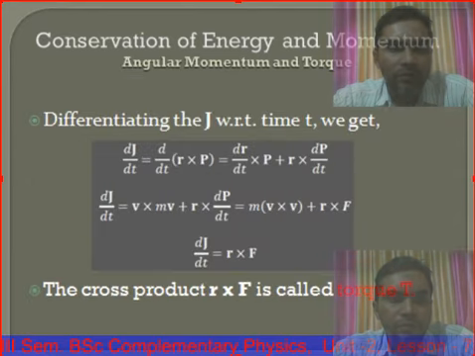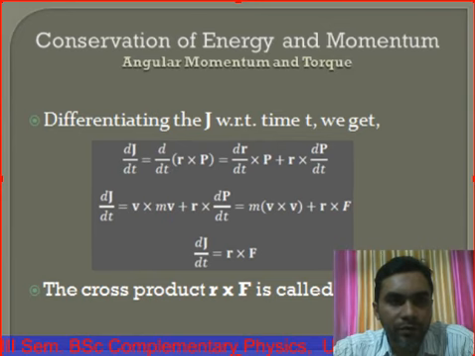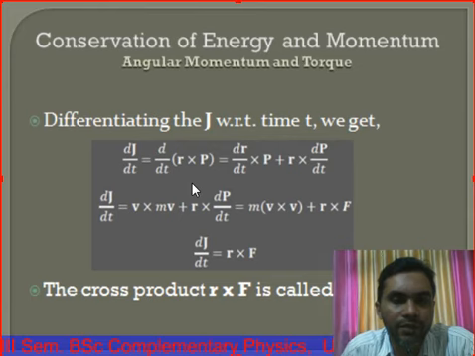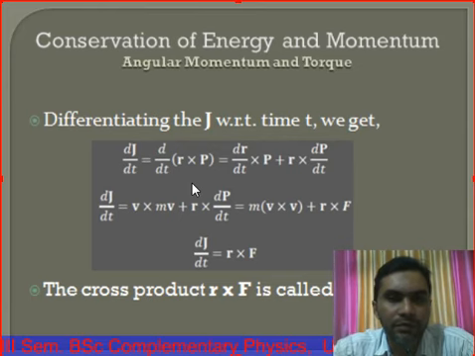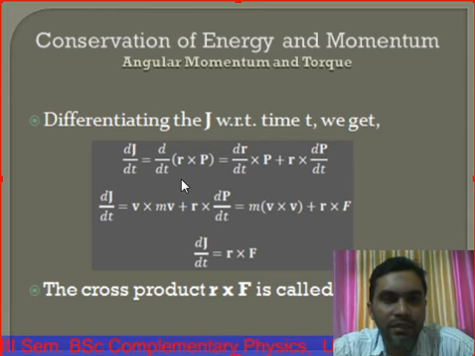Now we are going to define what a torque is. For that, we differentiate the expression for the angular momentum of a particle. The angular momentum j is equal to r cross p. So taking the differential of j with respect to the time t, we get dj by dt is equal to d by dt of r cross p. So that is equal to dr by dt cross p plus r cross dp by dt.